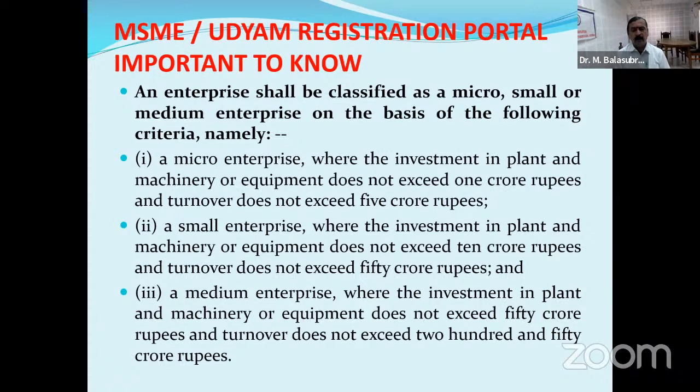So a primary level hospital will be a micro, a secondary level hospital will be a small, and a tertiary hospital may be under the medium enterprises. Next, please.